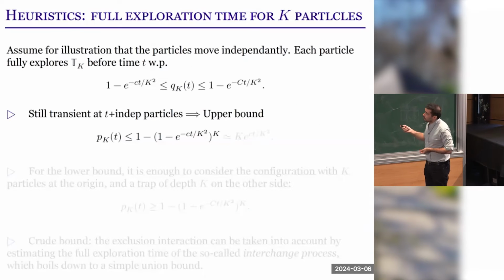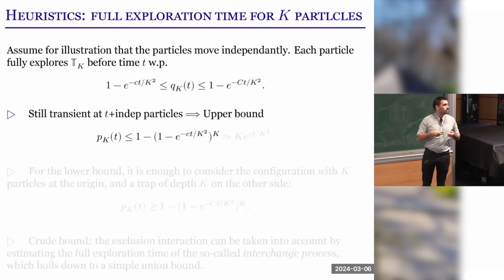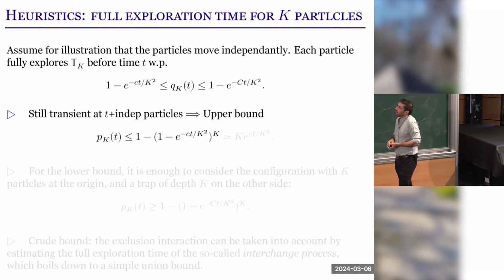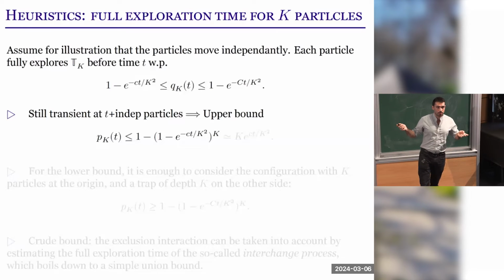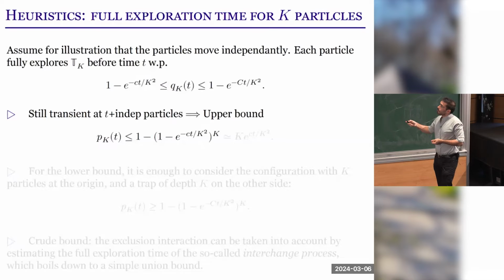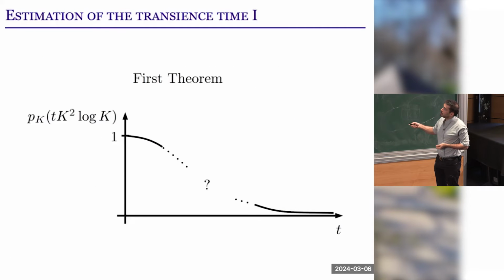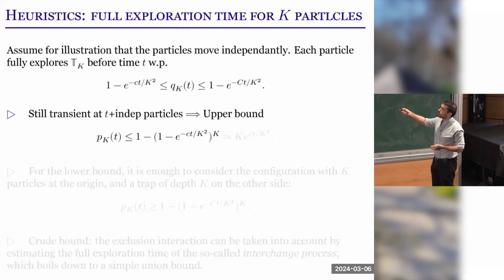Okay, so now, for a moment, let's forget that our particles interact via the exclusion constraint. Let's assume that our particles jump completely independently. So now you no longer have a cap on the number of particles per site, of course. And let me try to give you a sense of this t_k square log k. It's actually a very short heuristic.